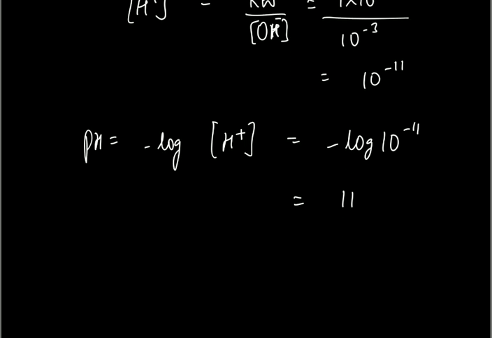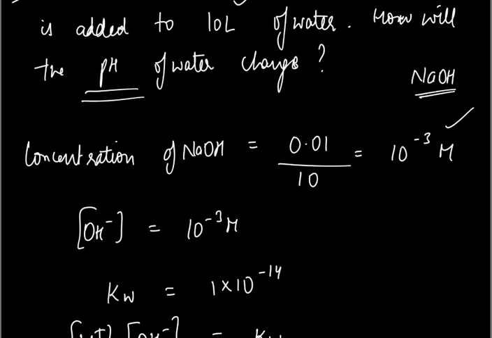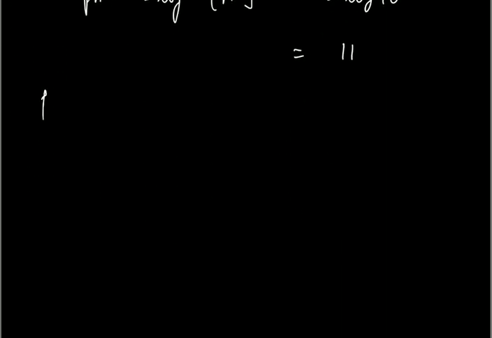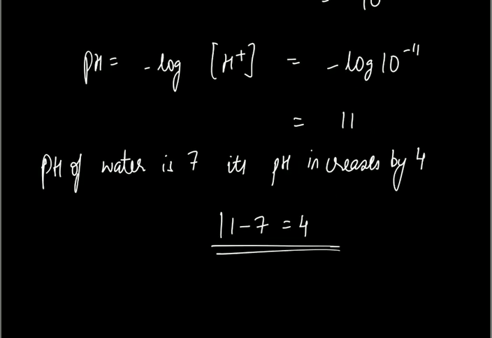Now coming to the question, what they asked: how will the pH of water change? The pH of water we know is 7, right? So its pH increases by 4, since 11 minus 7 is nothing but 4. So that's the answer.